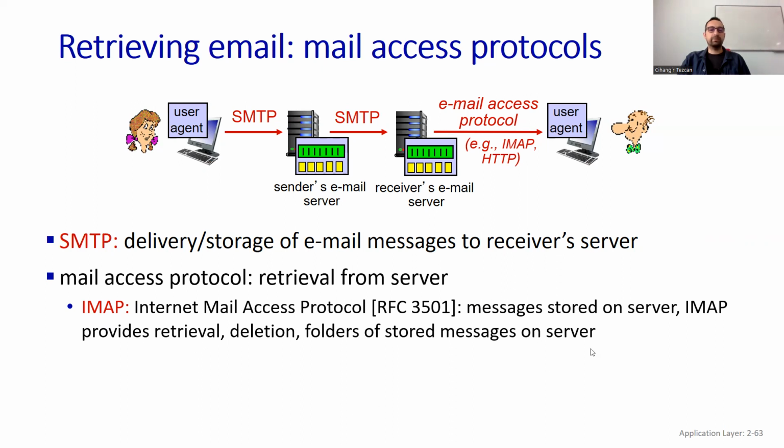IMAP is Internet Mail Access Protocol, again defined in this RFC. Messages are stored on the server. IMAP provides retrieval, deletion, and folders for stored messages on the server. So IMAP is actually a real mapping from the server to your user agent. So whenever you read the mail in your Outlook, if you connected it with the IMAP protocol, unread email turns into read. So you also send this information to the server, and on the server side, it also becomes read, okay? So if you delete it on the user agent, it also deletes on the server side.